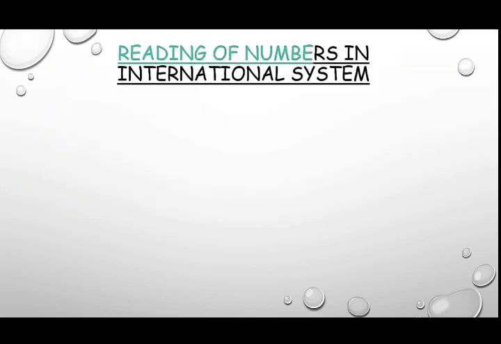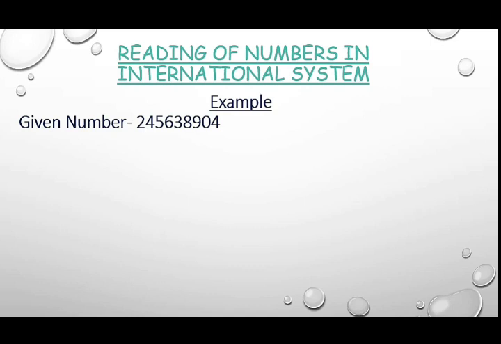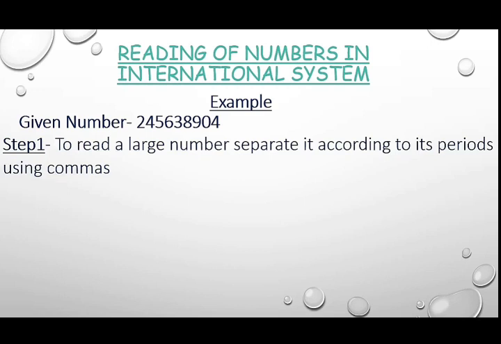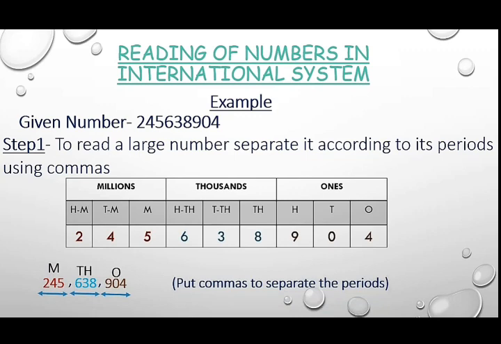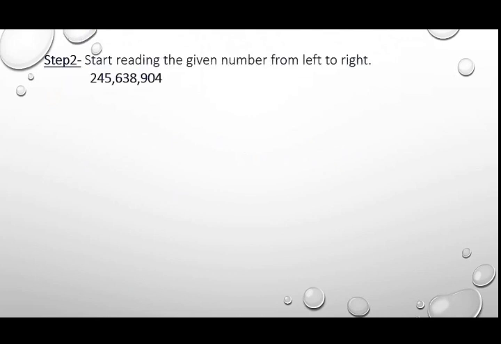Now let us see how to read the numbers in international system. For example, I have taken a 9-digit number. Step 1. To read a large number, separate it according to its periods using commas. Here we can observe that each period consists of three places. So while placing commas from right side, we count 3 digits and place a comma. Step 2. Start reading the number from left to right. Step 3.